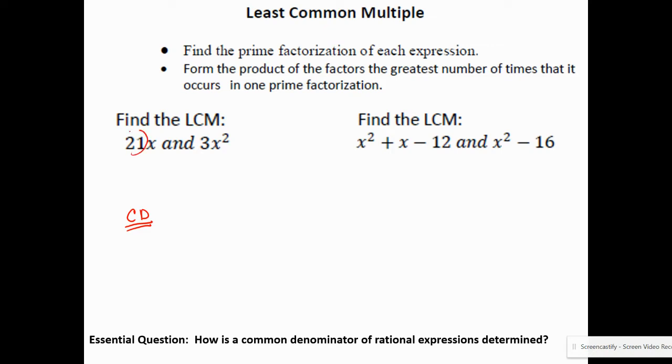So I'm going to use 21. And it already has the 3 inside. And then out of x and x squared, you go bigger. So my common denominator is 21 and the x squared. Because x already is inside x squared, 3 is already inside 21. So you want to choose the bigger items. 21 being bigger than 3, x squared being bigger than x.